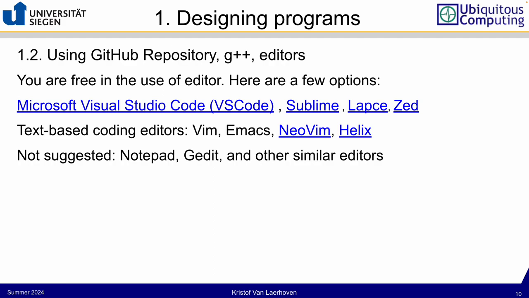So here's a couple of examples. I'm typically always using Zed because it's very easy to use, on my system at least. Of course, if you're very hardcore, you could also go for Vim or Emacs in a text terminal, for instance, or NeoVim or Helix, or many more. I'm sure that many of you already have an editor that you would like to use. If not, or if you want to try something else, I can recommend these.